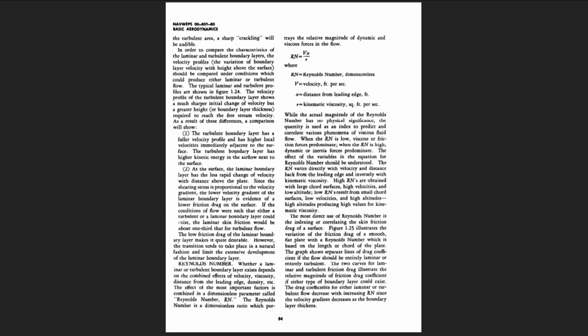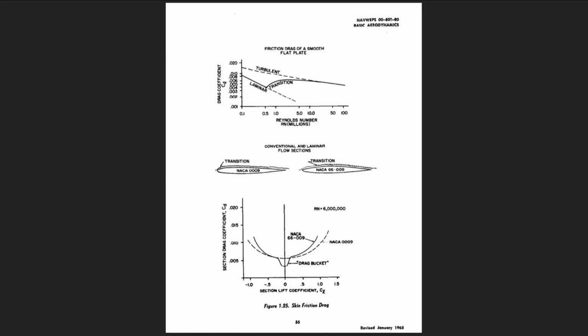The most direct use of Reynolds number is the indexing or correlating the skin friction drag of a surface. Figure 1.25 illustrates the variation of the friction drag of a smooth, flat plate with a Reynolds number which is based on the length or chord of the plate. The graph shows separate lines of drag coefficient if the flow should be entirely laminar or entirely turbulent. The two curves for laminar and turbulent friction drag illustrate the relative magnitude of friction drag coefficient if either type of boundary layer could exist. The drag coefficients for either laminar or turbulent flow decrease with increasing Rn since the velocity gradient decreases as the boundary layer thickens.